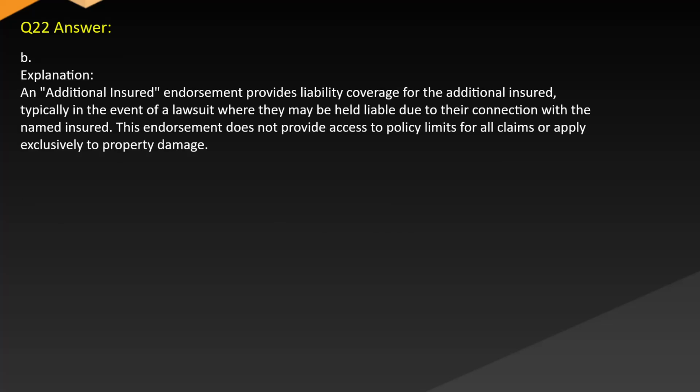Answer. B. Explanation. An additional insured endorsement provides liability coverage for the additional insured, typically in the event of a lawsuit where they may be held liable due to their connection with the named insured. This endorsement does not provide access to policy limits for all claims or apply exclusively to property damage.